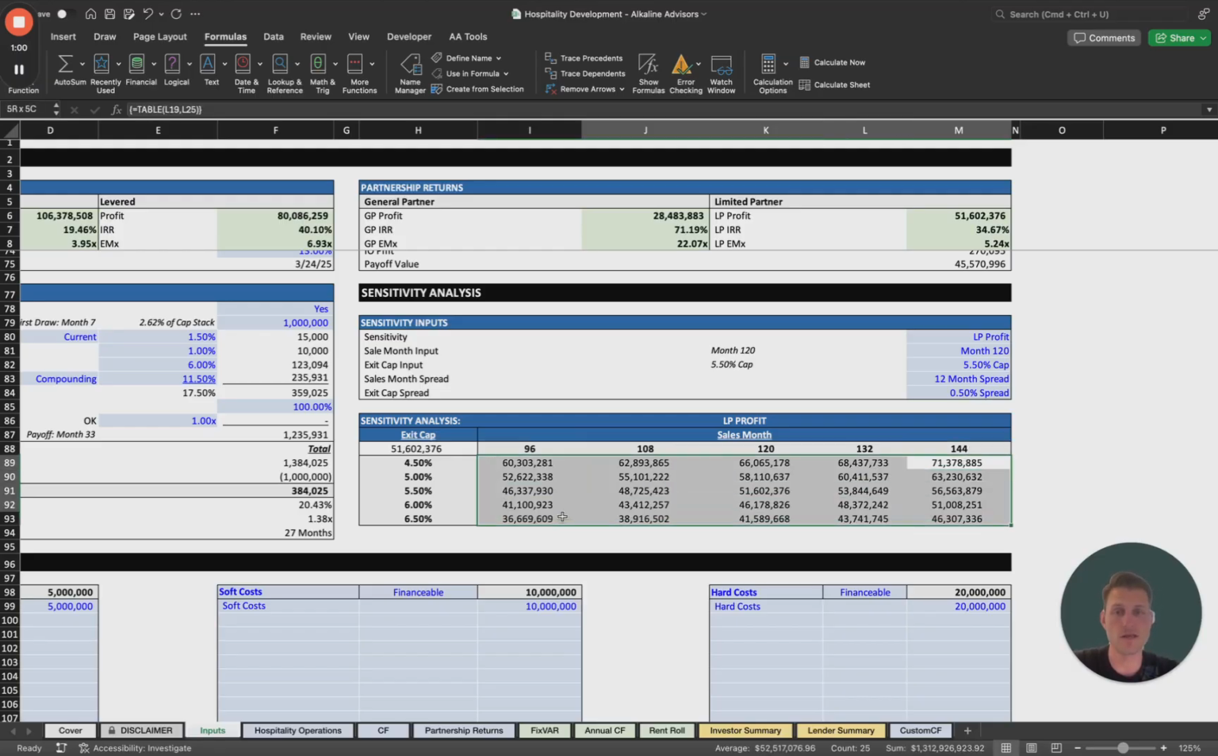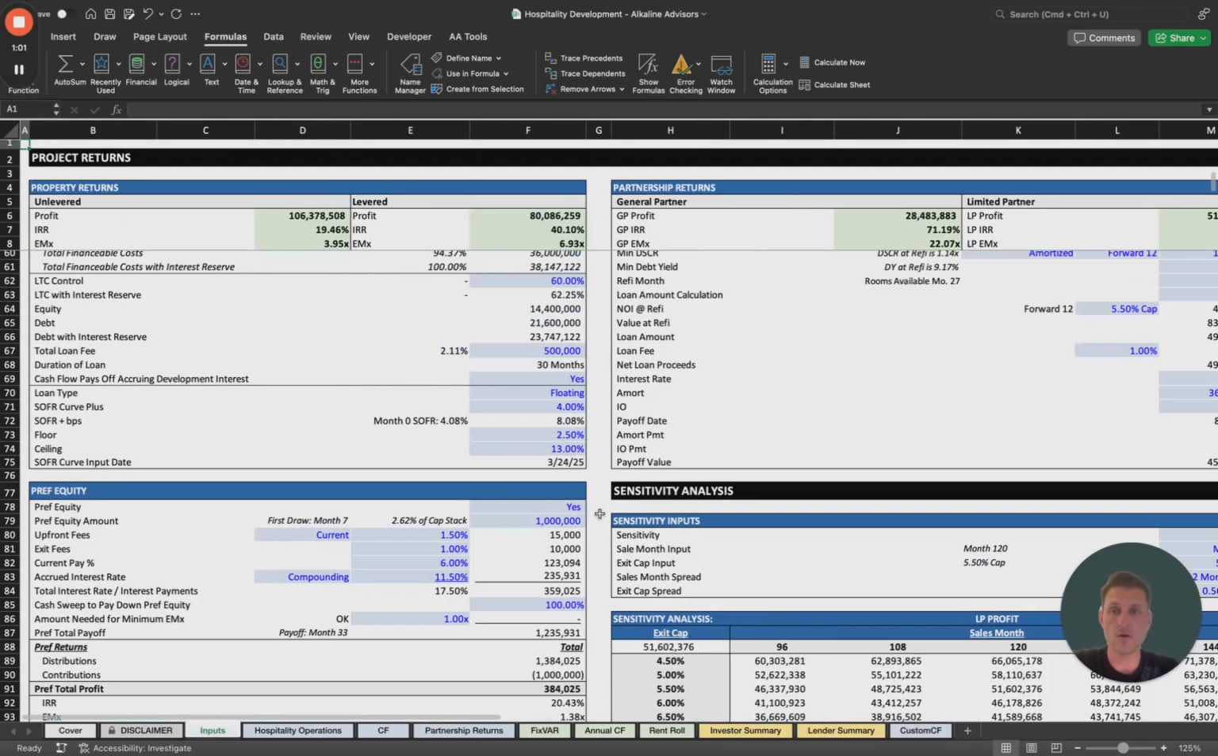So this is going to give you the range in which their profit will vary given a differing sale month and exit cap. And even if you just sell month 120 and you're not sure if you'll sell for a 4.5 cap or a 6.5 cap, you'll see what the difference could potentially look like.